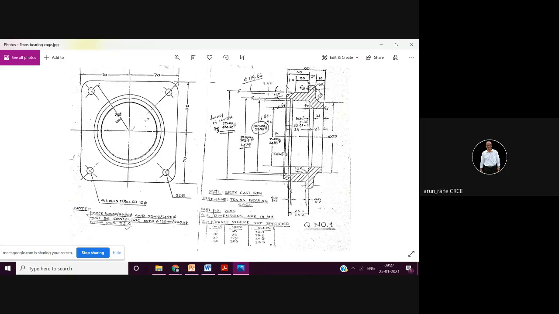Then here the tolerances were not specified. How to give the tolerances? That is, from 0 to 10, what should be the tolerance? From 10 to 30, what should be the tolerance? From 30 to 100? So this is what is called the postmortem of the drawing. You must understand each and everything that is mentioned in the drawing.